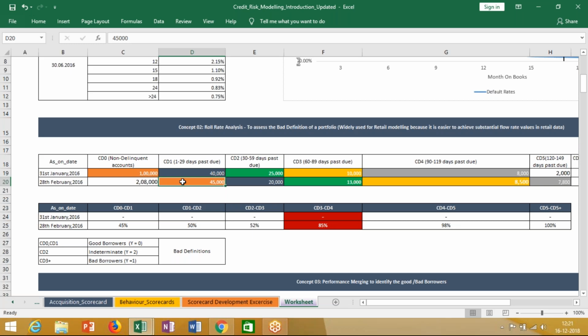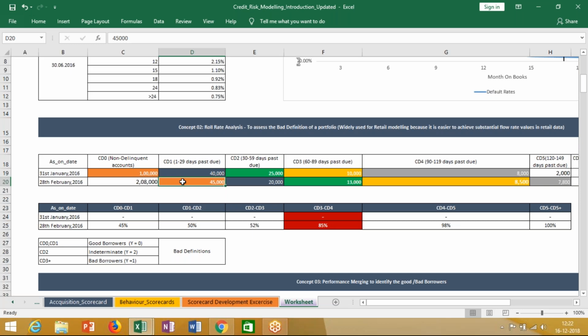In roll rate analysis, our objective is to identify the point where, once an account flows to a higher bucket, there is hardly any chance of recovering back. Let's say, for example, I look into this first flow rate, 45%, or the second flow rate from CD1 to CD2 or CD2 to CD3. They are more or less around 50 to 52%. From CD0 to CD1, the flow rate is only 45%, which means 55% of the balances do not flow. From CD1 to CD2, it's nearly 50%, and from CD2 to CD3, it is 52%.